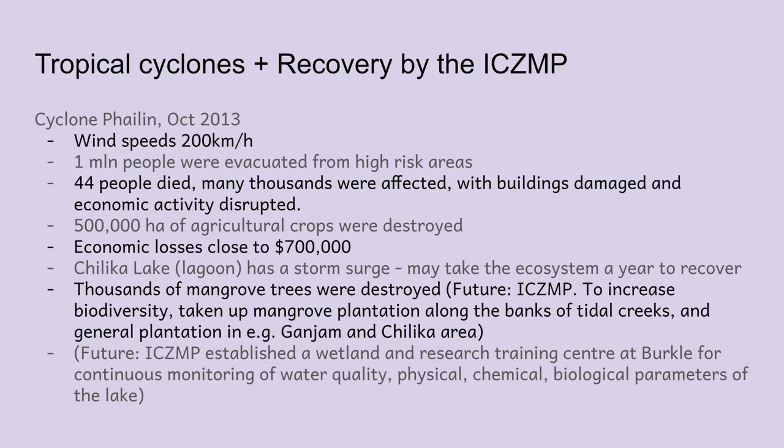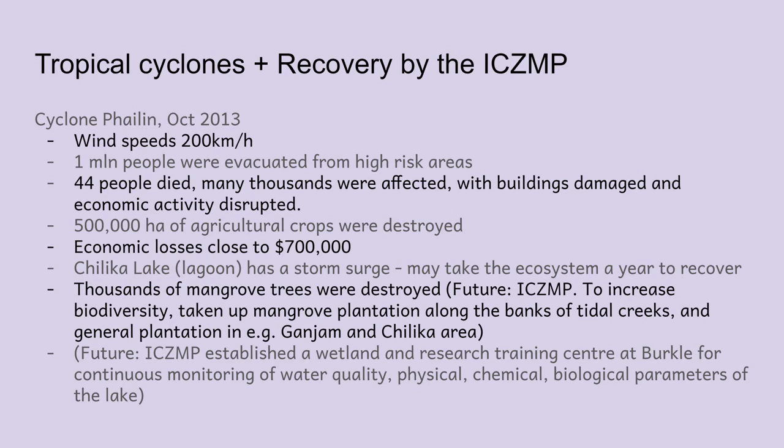So in terms of tropical cyclones and their recovery by the ICZMP: Cyclone Phailin, probably said it wrong, in October 2013, had wind speeds of 200 kilometers per hour. 1 million people were evacuated from high-risk areas. 44 people died, many thousands were affected, with building damage and economic activity disrupted. 500,000 hectares of agricultural crops were destroyed. Economic losses were close to $70,000.